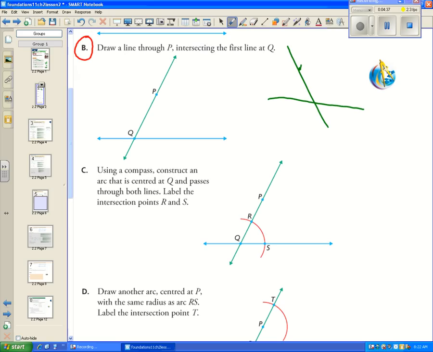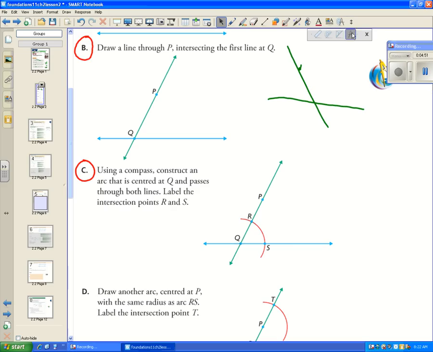Step C, using a compass, construct an arc that is centered at Q and passes through both lines. Label these points R and S. So this is where your compass becomes much easier than mine.